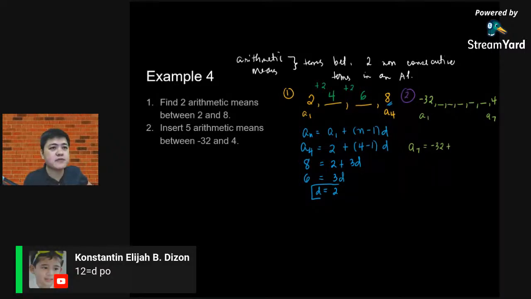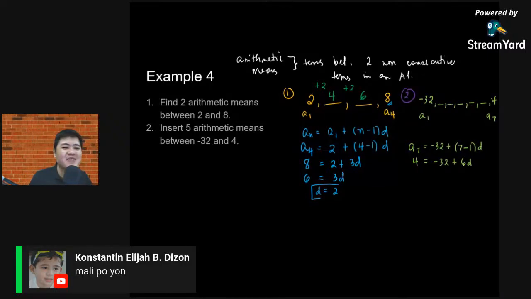So let's see. Okay, so it's n minus 1. Our n is 7. So 7 minus 1 times the common difference. Yun yung hinahanap natin. So we'll get negative 32 plus 7 minus 1 is 6d. Ang a sub 7 natin ay 4.